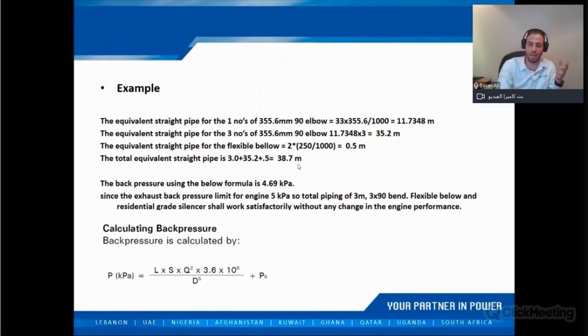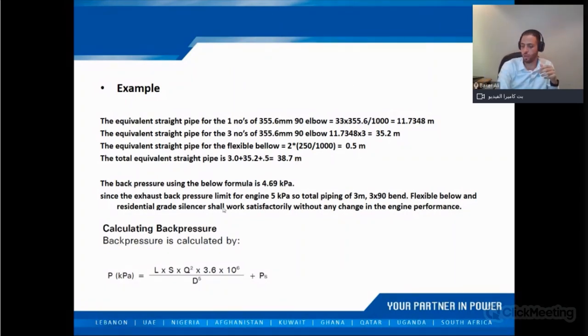See, in our real condition, the pipe length is only 3 meters. But in our calculation, the equivalent straight pipe now is 38.7. That's why I told you before, the very important point is to calculate the equivalent straight pipe. You have to take into consideration the number of elbows, the type of elbow, the flexible bellow, and anything that you put in your calculation. So don't consider only the pipe length.